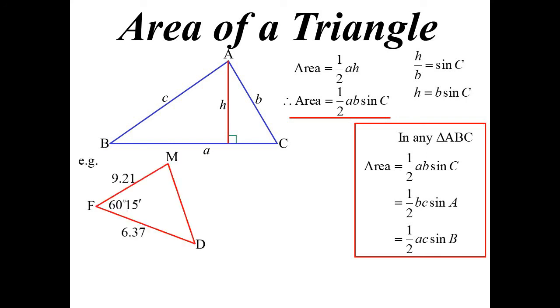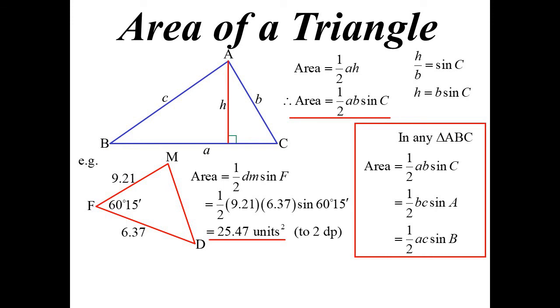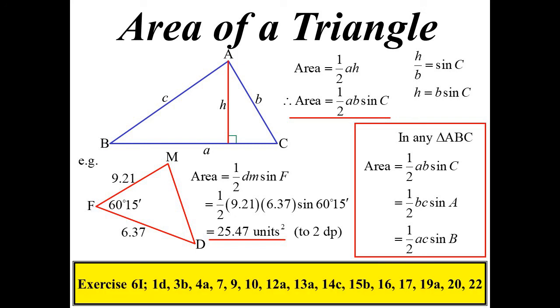We'll do this as an example then. So for my one, the area is going to be a half dm sine f. Sub in, calculator work, and there's our answer. And I've done mine to 2 decimal places. So 25.47. So there's the recap of the sine rule.